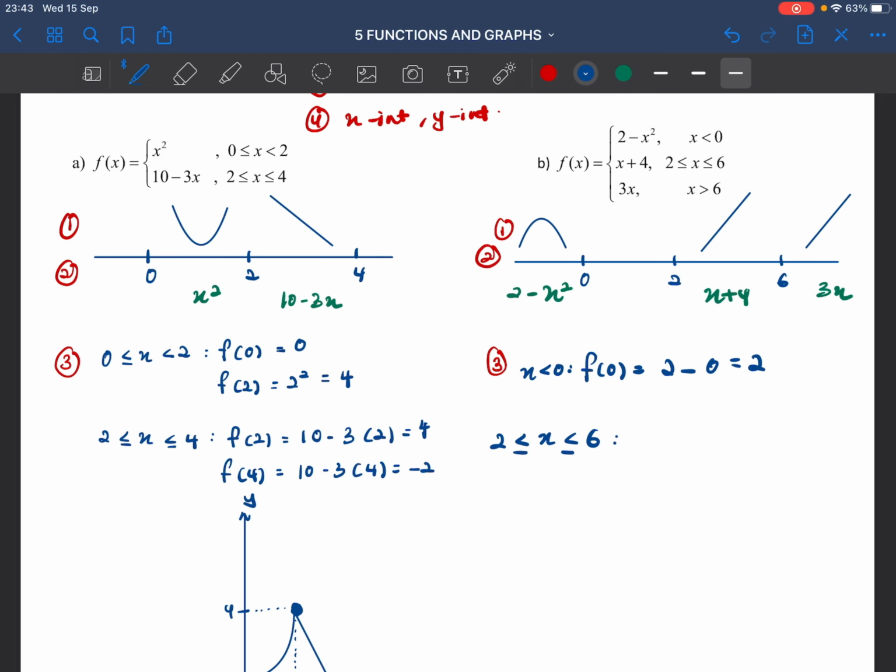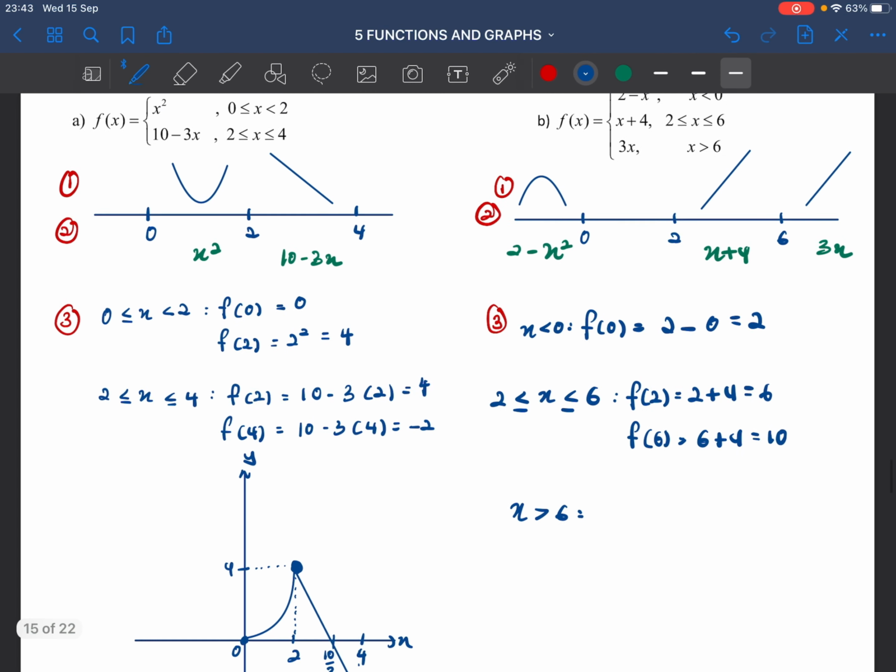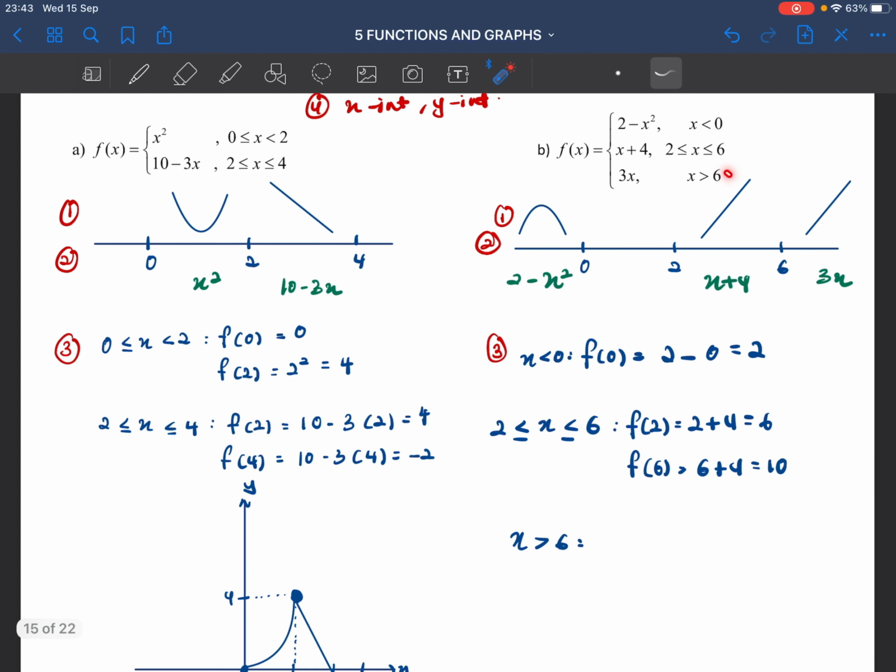Okay, so for both 2 and 6 kita kena substitute kan, f(2) and f(6), and the function here is x plus 4. So kita ada 2 plus 4 equals to 6, 6 plus 4 equals to 10. Okay, so the last interval here we have x greater than 6. So substitute 6 into this function, we will have f(6) is equals to 3 times 6 equals to 18.